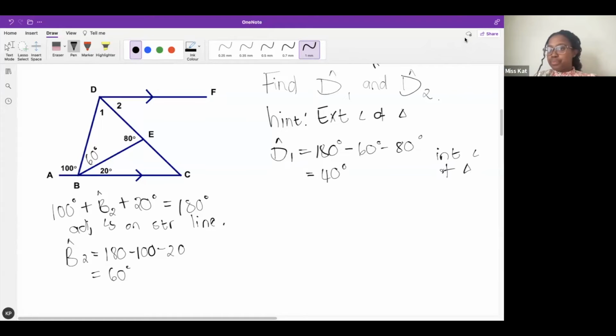Beautiful, Andiswa. So now we have D1 is 40 degrees. Okay. Is it 40 degrees? Yes, it is. Now we have D1. So we have found the first part of this question. Now we need D2. Anyone have an idea how to get D2?